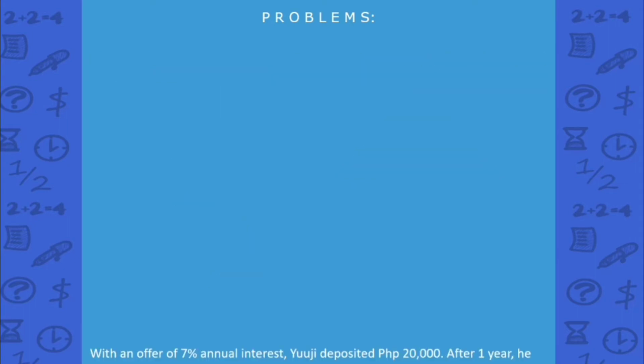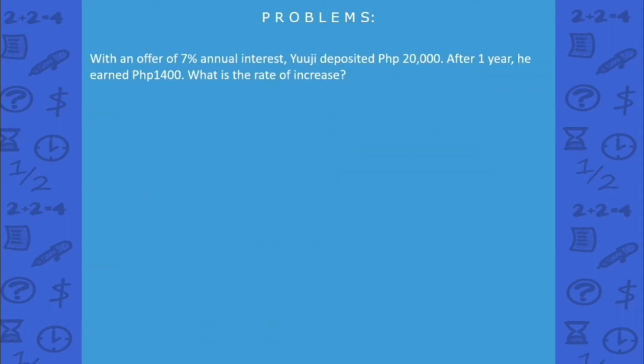Next problem. With an offer of 7% annual interest, UG deposited 20,000 pesos. After 1 year, he earned 1,400 pesos. What is the rate of increase? So before we find the future value, we find the principal amount, the interest, and now we have to find the rate of increase. That is the percentage. So the given is the principal amount, which is 20,000 pesos, the interest, which is 1,400 pesos, and the time, which is equal to 1, because 1 year, right?